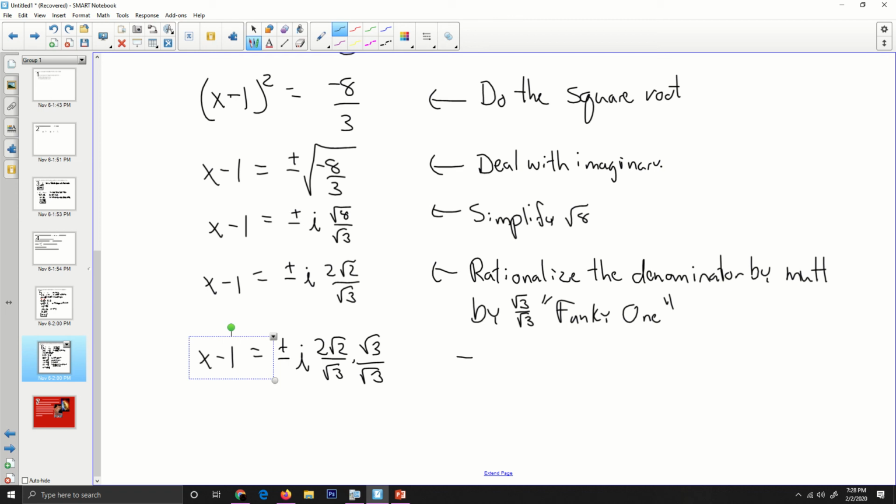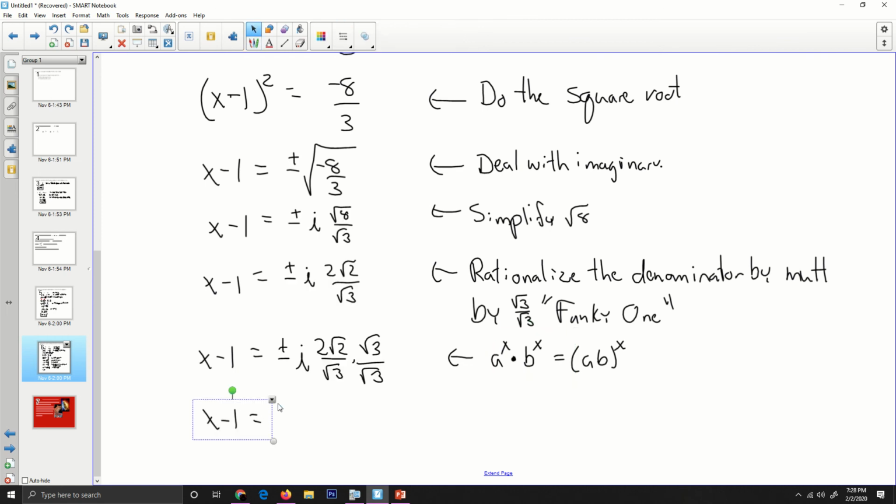All right. And so since square roots are the same as exponents, let's do it in general. a to the x times b to the x is equal to ab to the x. So this becomes x minus 1 equals plus or minus i 2 square root of 6 all over square root of 9.